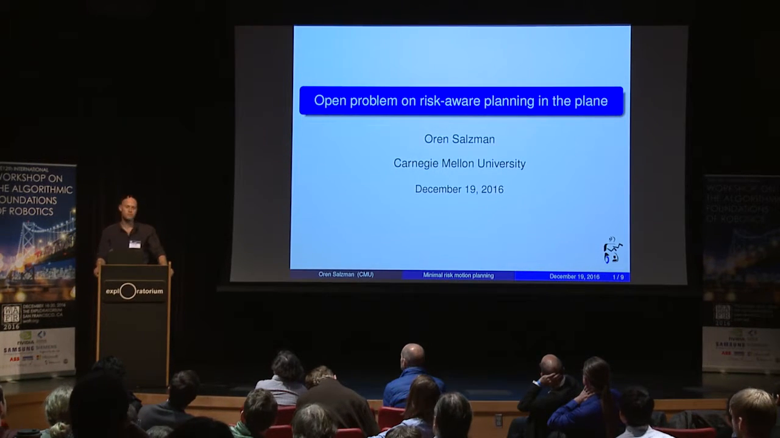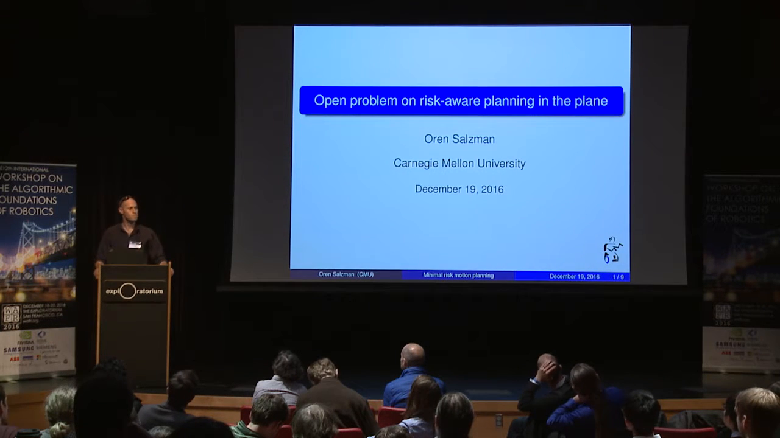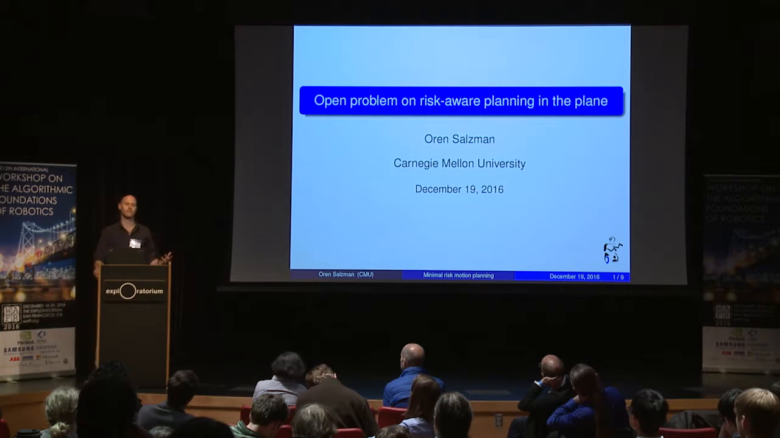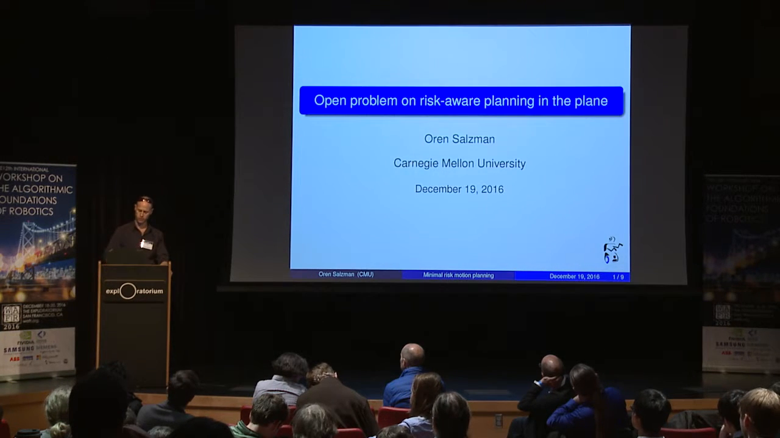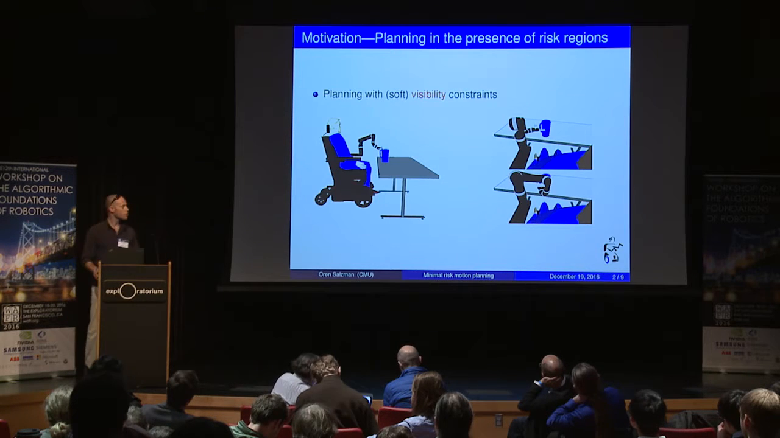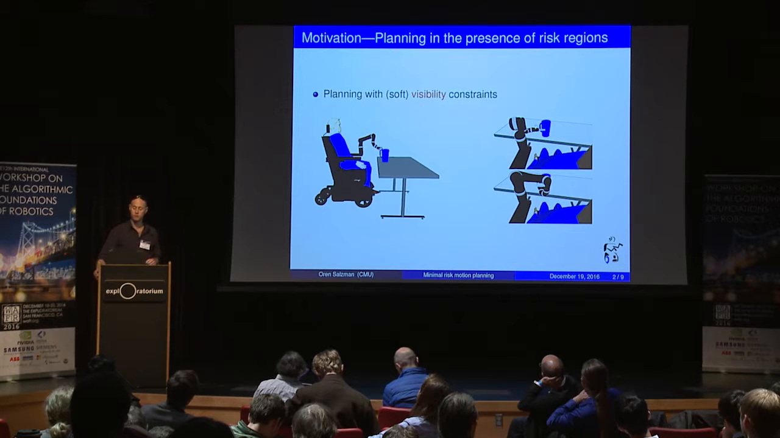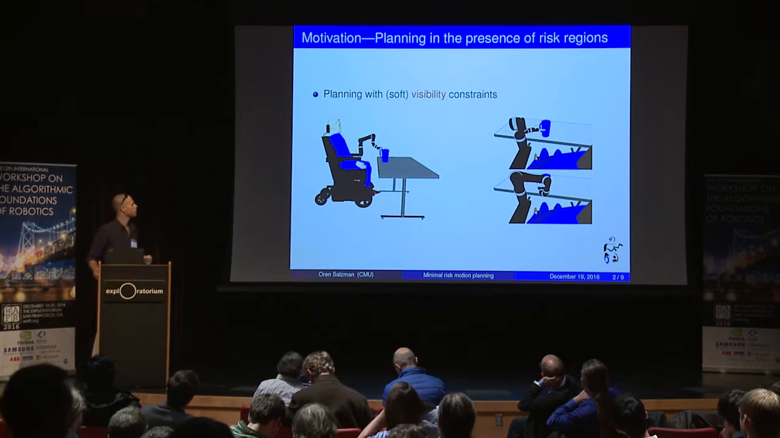The problem is motivated by HRI, human-robot interaction. And I think the algorithmic community can get a lot of interesting problems from that community, and there's not enough collaboration there. So the problem I'm going to talk about is planning in the presence of risk regions. I'm going to motivate it using this example.